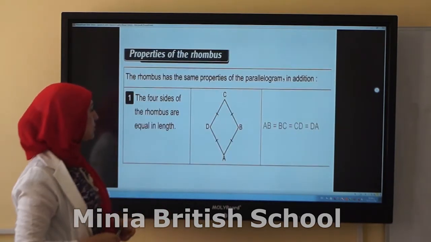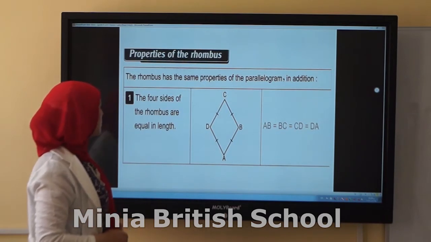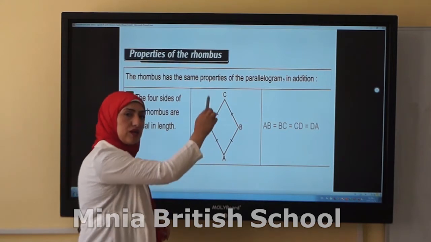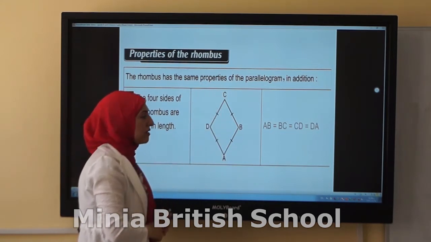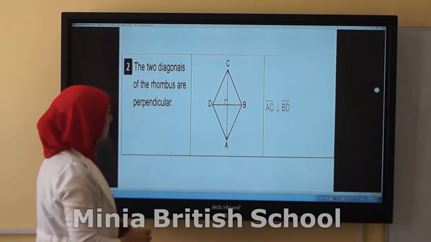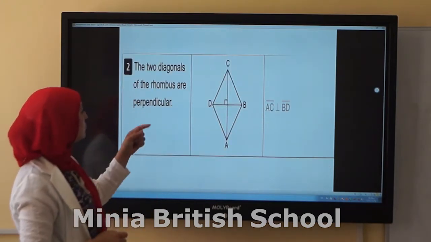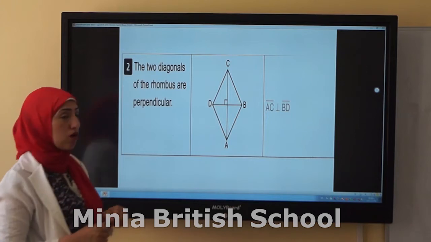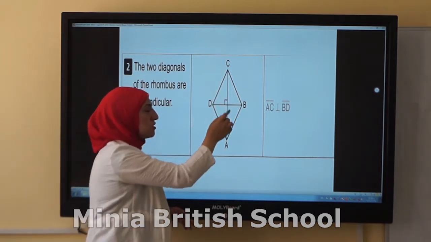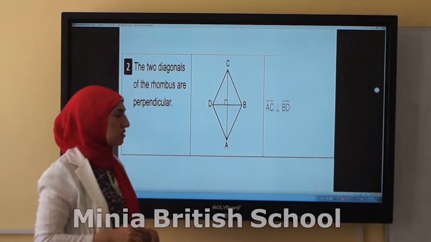Here are the properties of the rhombus. The four sides of the rhombus are equal in length. Like the square, the four sides are equal in length. Also, the two diagonals of the rhombus are perpendicular. The two diagonals are perpendicular. Okay?